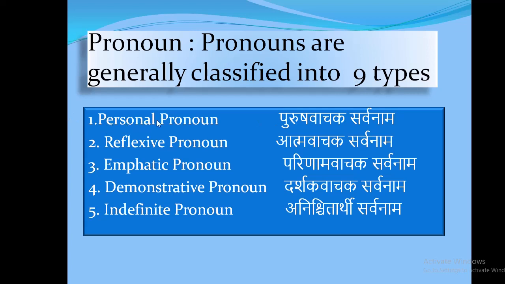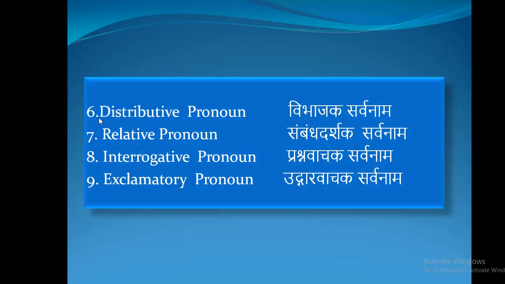Number 1, personal pronoun, पुरुषवाचक सर्वनाम. Number 2, reflexive pronoun, आत्मवाचक सर्वनाम. Number 3, emphatic pronoun, परिणामवाचक सर्वनाम. Number 4, demonstrative pronoun, दर्शकवाचक सर्वनाम. Number 5, indefinite pronoun, अनिश्चितार्थी सर्वनाम. Number 6, distributive pronoun, विभाजक सर्वनाम.